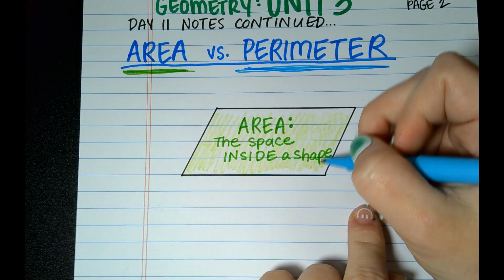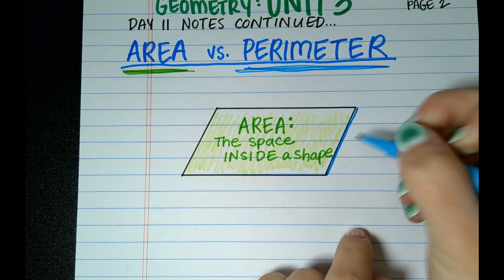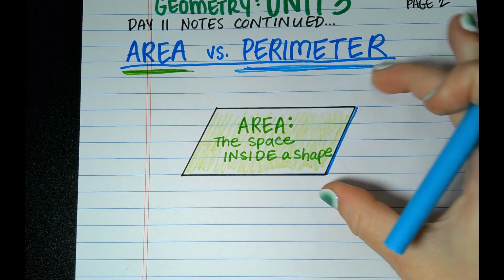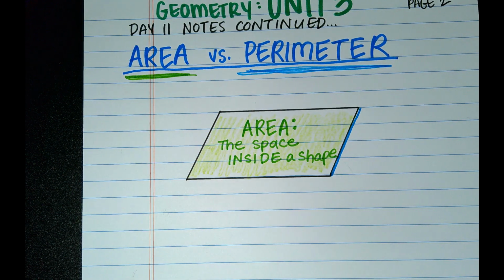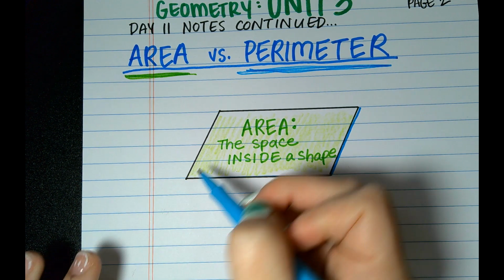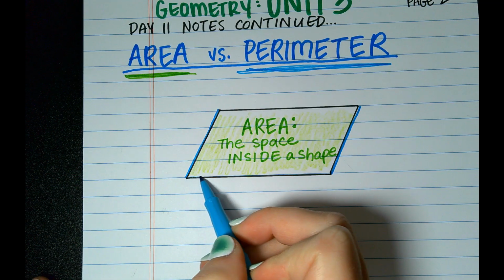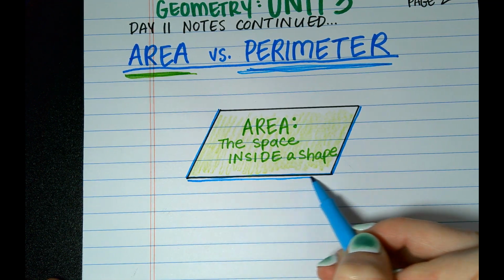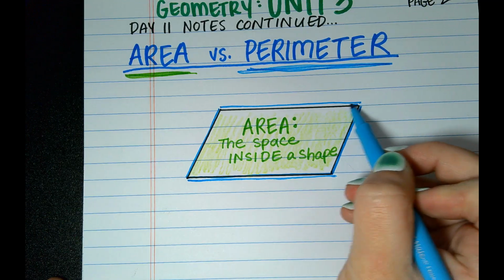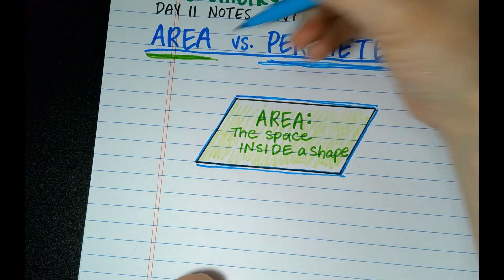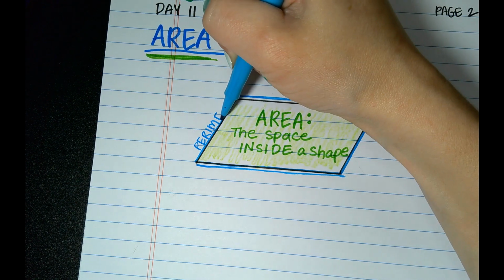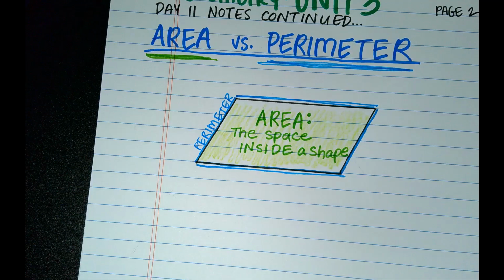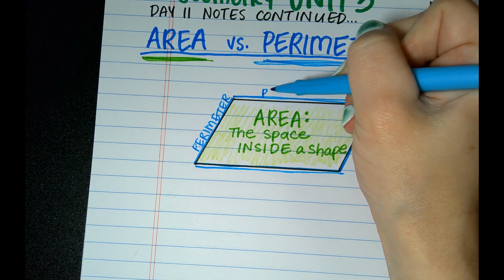Perimeter is going to be all of the side lengths. Like if I were to take this line, this line, this line, and this line, and put them all together and line them up, whatever that length is, the perimeter. So I'm going to outline the whole shape. I'm going to write perimeter on all four sides.